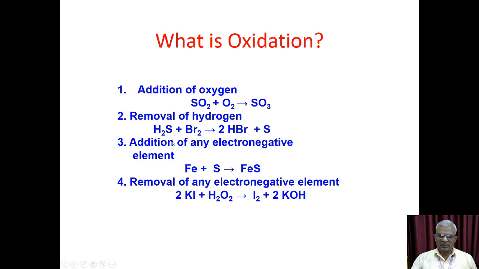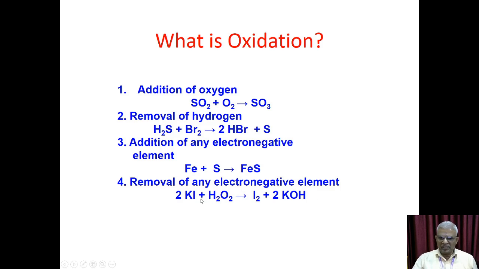So this is oxidation. Now, addition of any electronegative element. Here, which is the electronegative element? Sulfur is the electronegative element. Now this is your metal, so it is an electropositive element. Now you are getting ferrous sulfide. The oxidation state of sulfide is -2. In this case your iron gets oxidized. Here the oxidation state of iron is 0, and now it becomes +2, right?